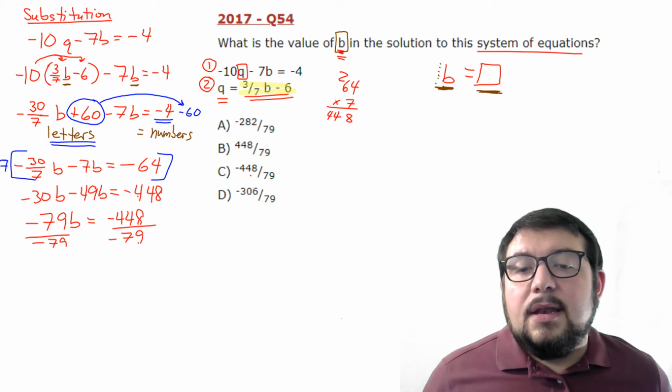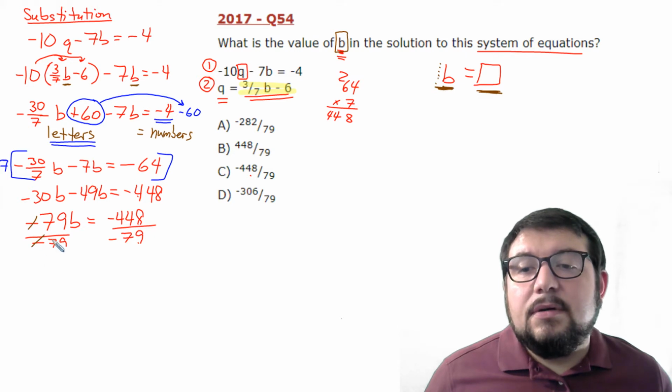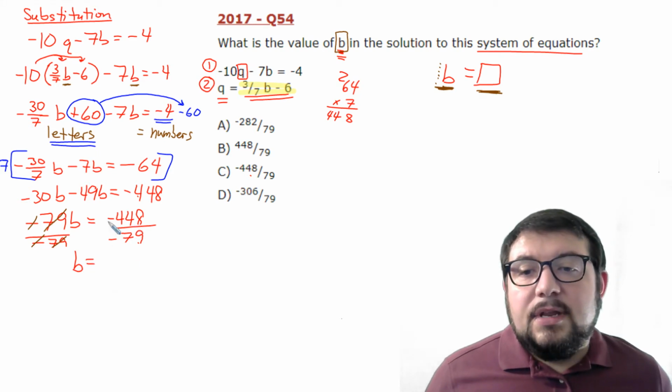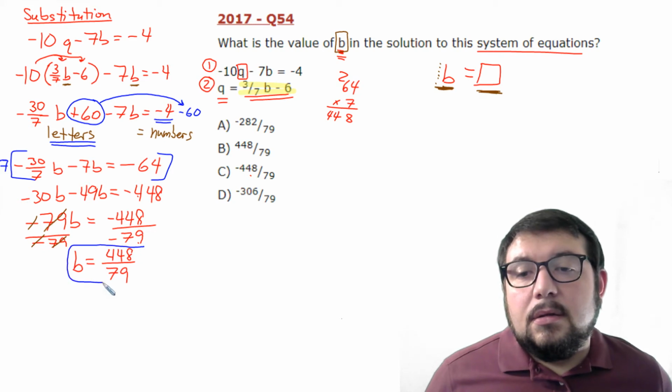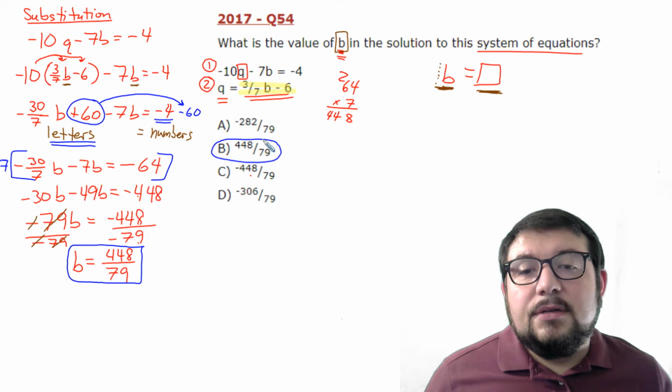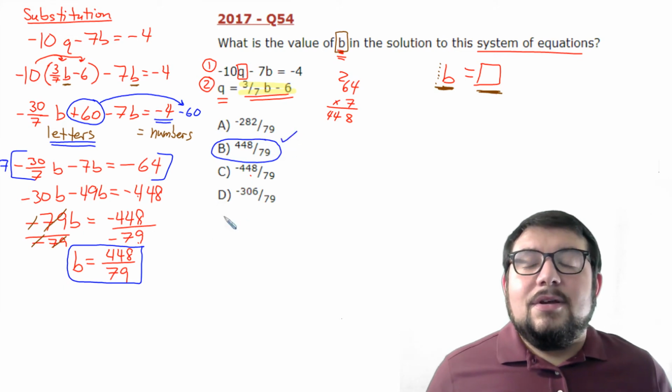And what am I going to get? Negative and negative would make a positive, so that crosses out. 79 divided by 79 makes 1, so that's going to make my b. And now on this side, what am I going to have? Well, negative and negative makes positive, and 448 over 79. And look at that. That is choice B. Okay, so there you go.